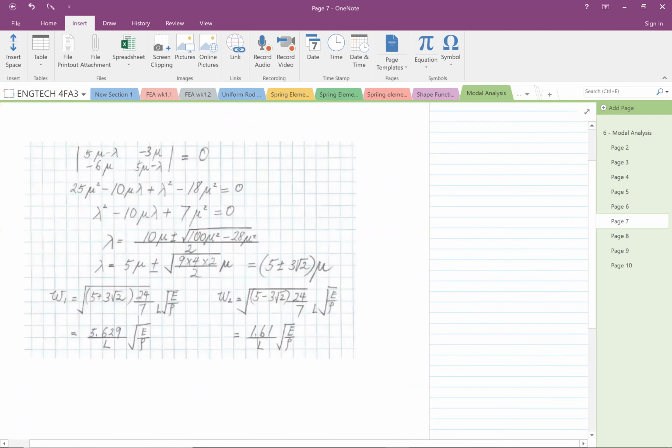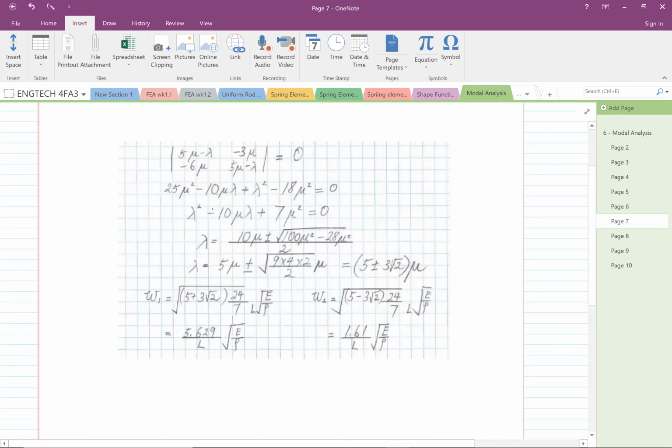To determine that, I solve for lambda, and it's a quadratic equation. I get, look at that, 2 values of natural frequency.